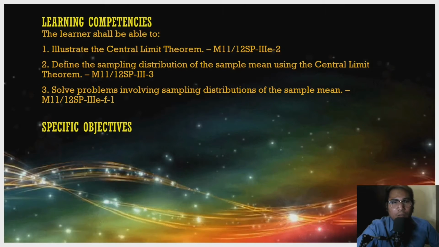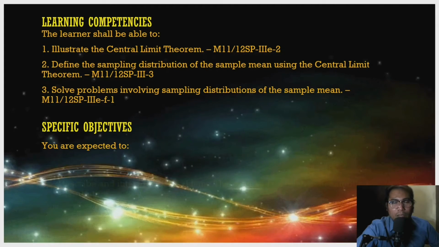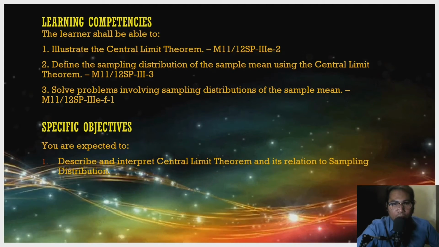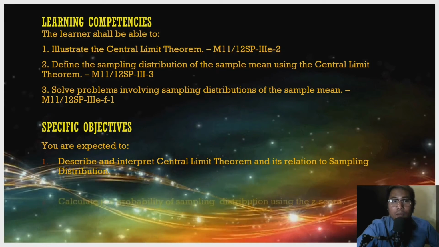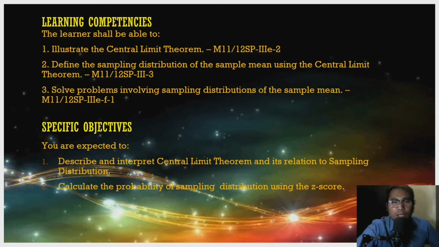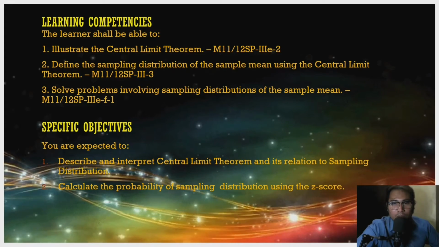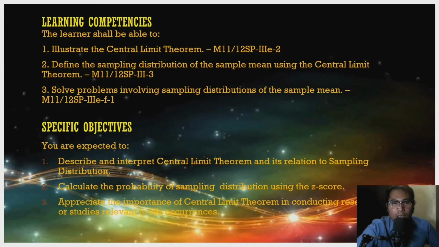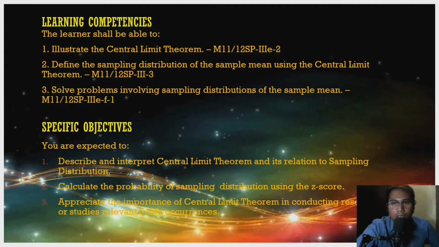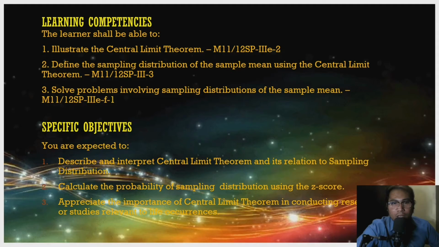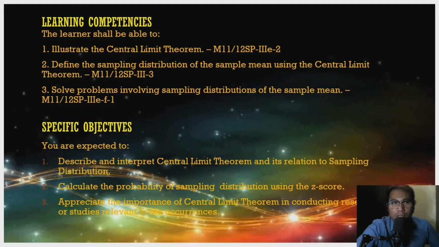And for the specific objectives, you as a student are expected to, number 1, describe and interpret central limit theorem and its relation to sampling distribution. Number 2, calculate the probability or sampling distribution using the z-score. And number 3, appreciate the importance of central limit theorem in conducting research or studies relevant to life occurrences.